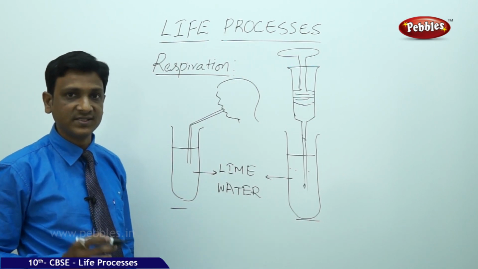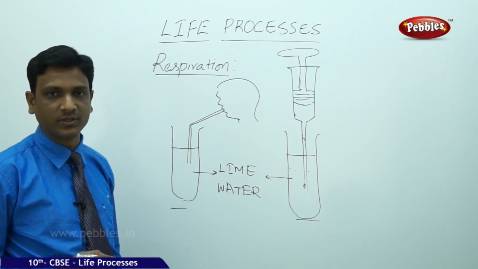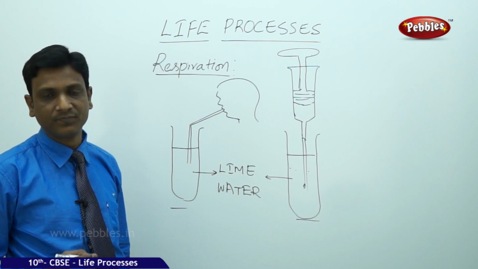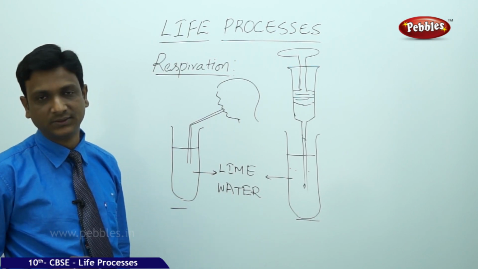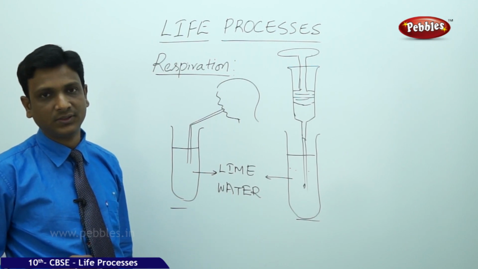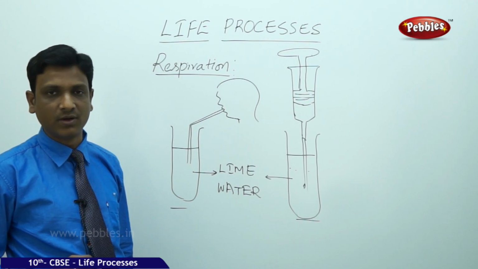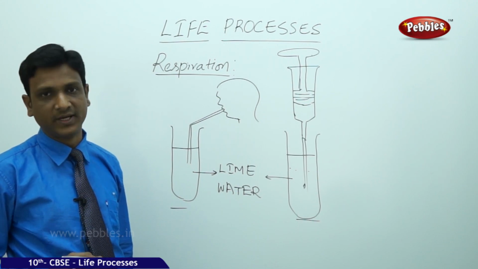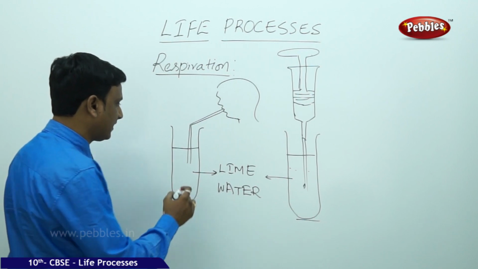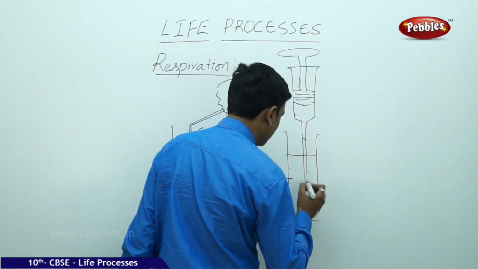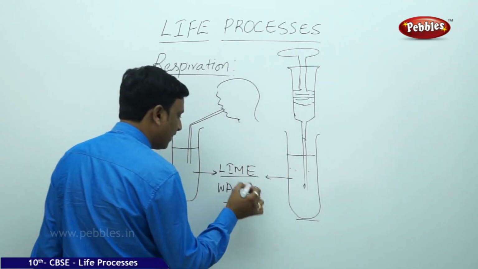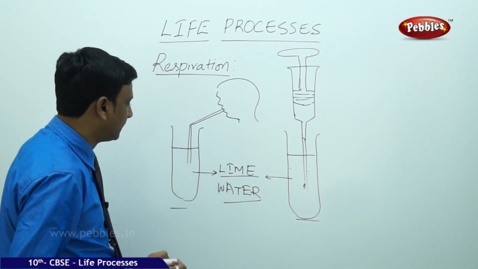So don't misunderstand, this is not lemon water. Lime water is made up of calcium oxide mixed with water. So that is the lime water. When the lime water reacts with carbon dioxide, it forms calcium carbonate. So you have taken freshly prepared lime water. You know how to make lime water. You have learnt it in your chemistry lessons.